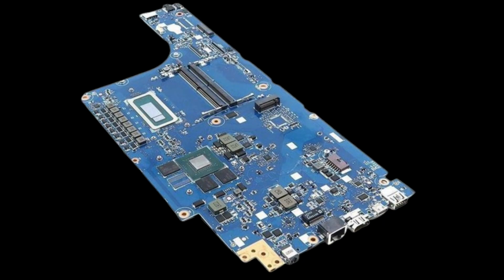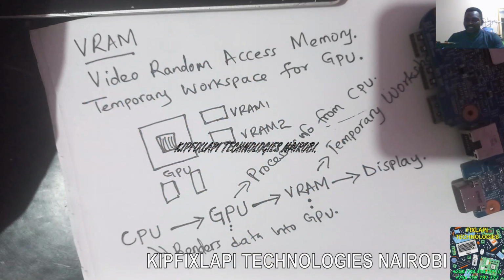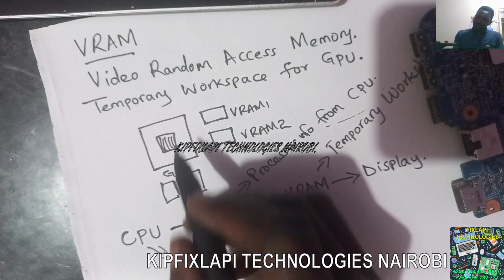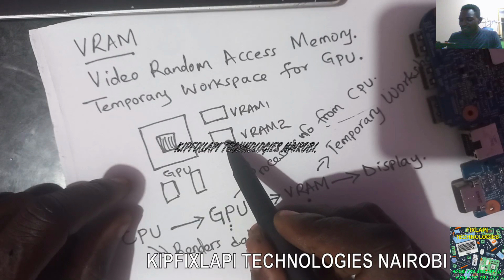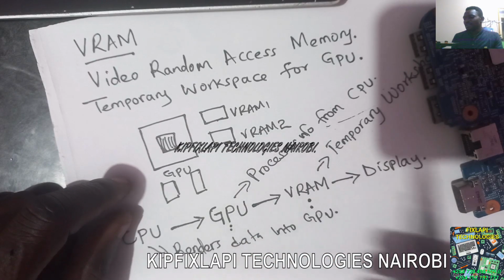So guys, as you can see, all the GPUs have different VRAMs. They must have those VRAMs because those are the memories for the GPU. So each GPU needs to have the VRAM for it to operate.